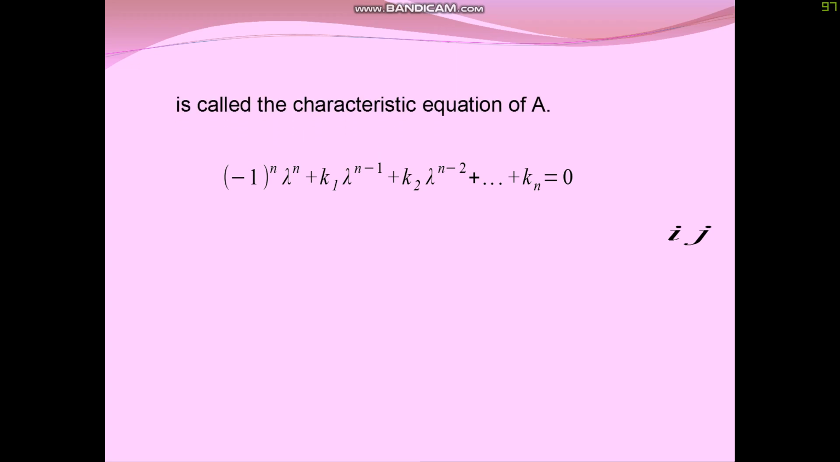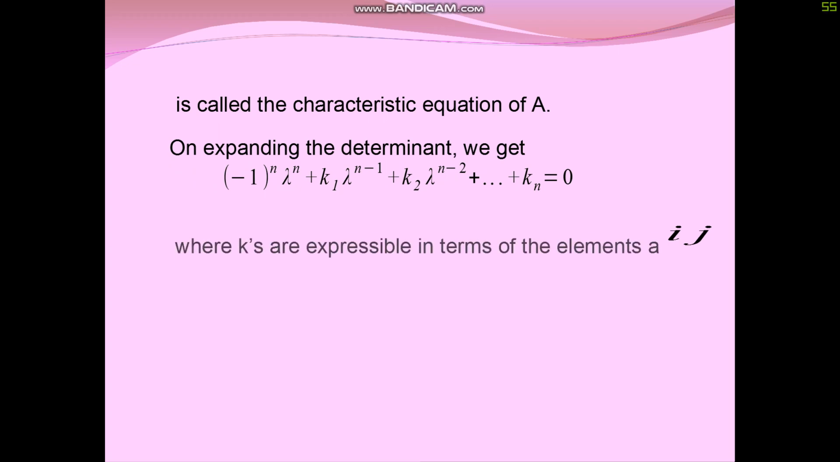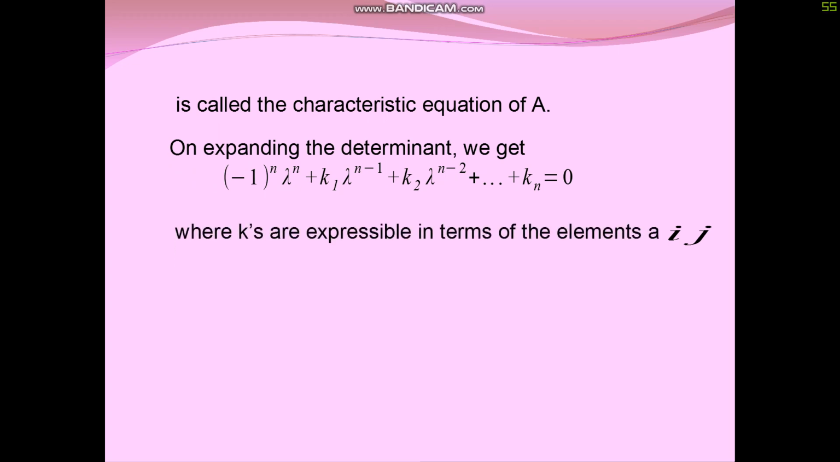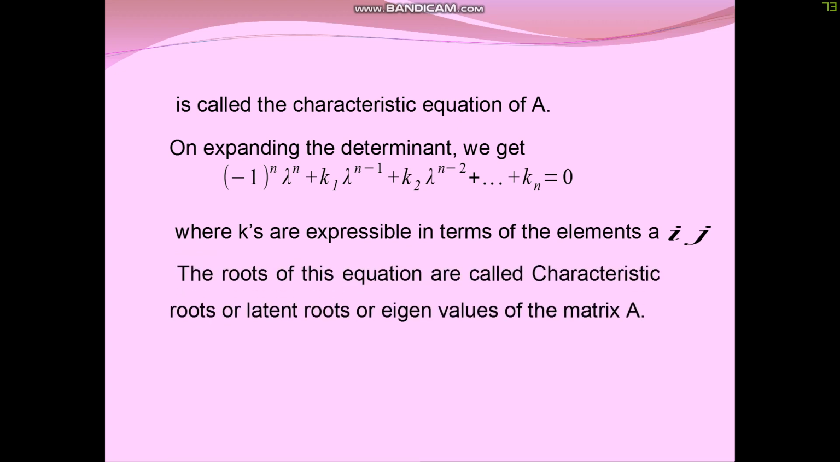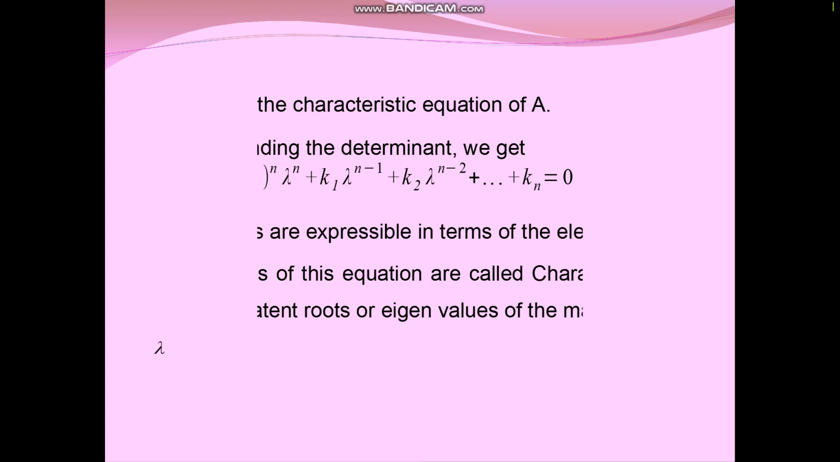That is called the characteristic equation of the matrix: minus 1 to the power n lambda to the power n plus k1 lambda to the power n minus 1 plus k2 lambda to the power n minus 2, and so on up to kn, equal to 0. Expanding the determinant, where k is expressible in terms of the elements a_ij. The roots of the equation are called the characteristic roots, latent roots, or eigenvalues of a matrix.